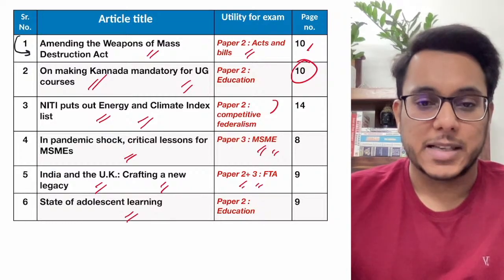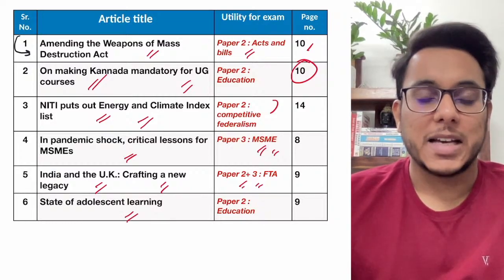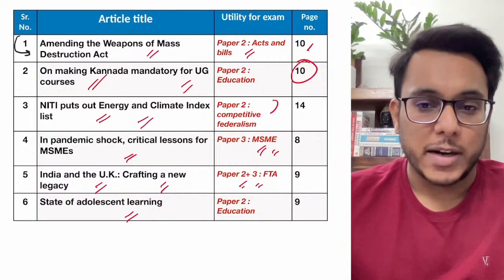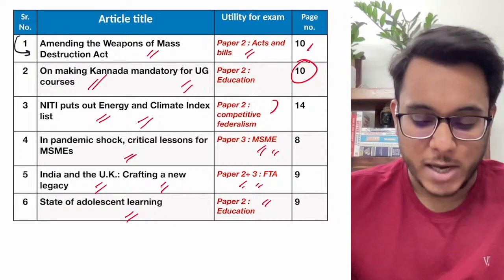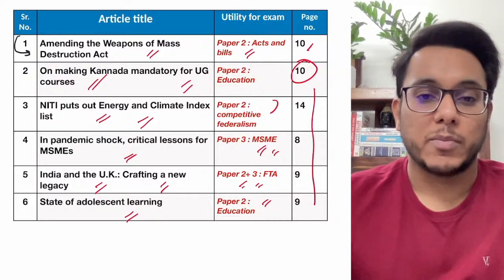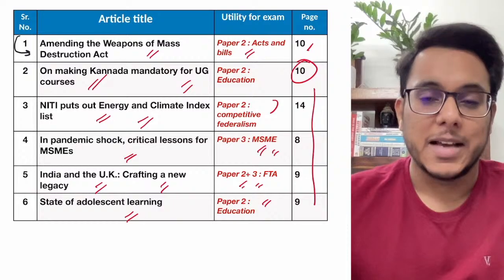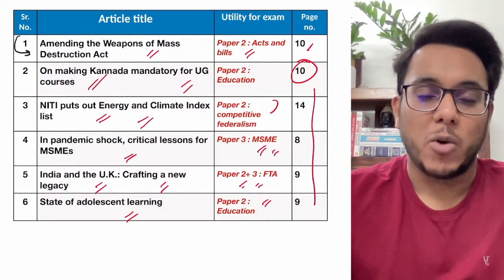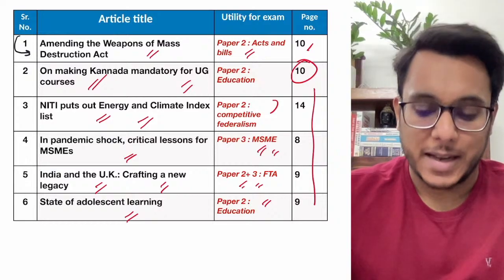Then the next is the state of adolescent learning. This article talks about how the gendering of education has happened. So it will be important for GS paper number 2, education. You can see the page numbers from where these articles have been taken. So that is all, guys, about the summary of the important articles that we are going to discuss, and now let's discuss all these articles one by one in detail.